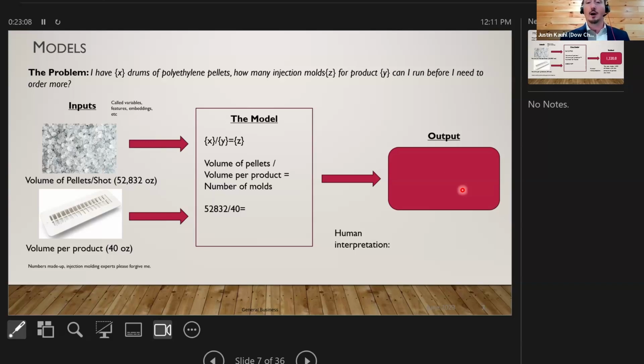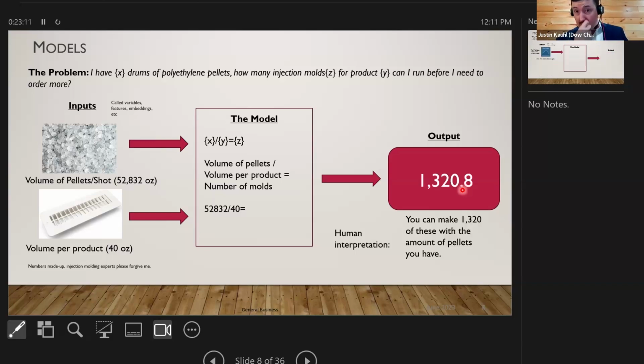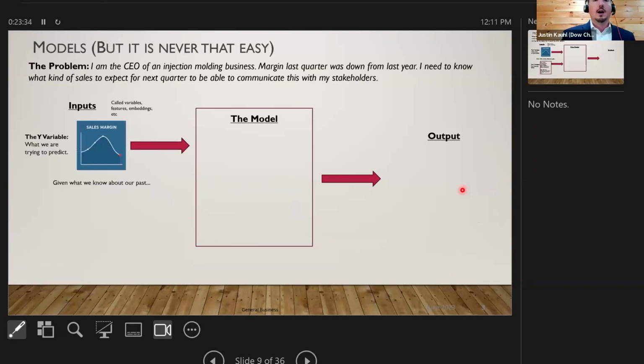And then we get our output, which is, we can make 1,320 of these registers with the pellets that we have. Now, this is vastly oversimplified. I know you guys have to calculate the volume of how many pellets you have in the barrel and all of that stuff. But in general, this just shows the idea of what a data science model is doing. It's taking the inputs, creating some sort of algorithm, and creating an output that's static.